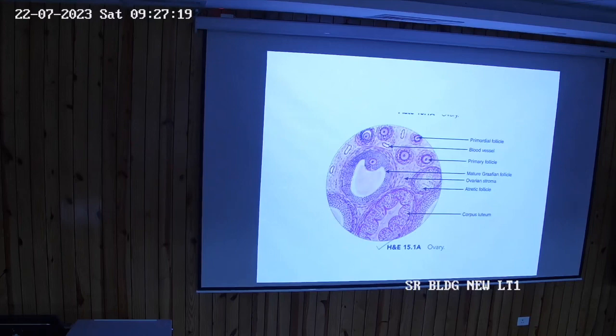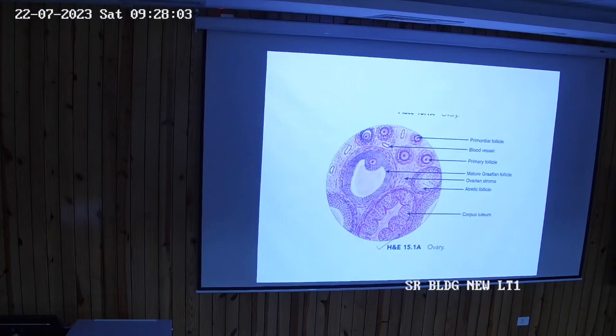Surrounding the oocyte is the cumulus oophorus, the granulosa cells, which divide into two parts. This is the membrana granulosa. Outside this, you see this connective tissue mass, which is the part of the theca cells. And look at this follicle. This is the corpus luteum. When the oocyte comes out, the remaining part of the follicle is thickened and folded, and this is called the corpus luteum. So the corpus luteum is a temporary endocrine organ.